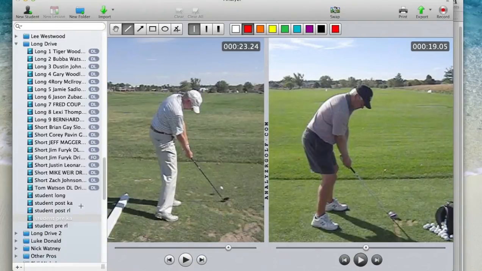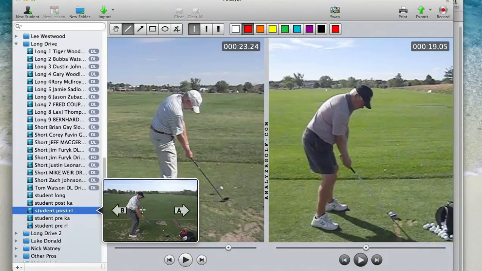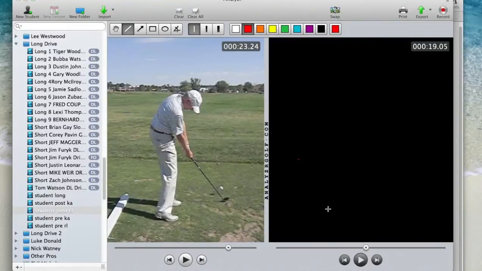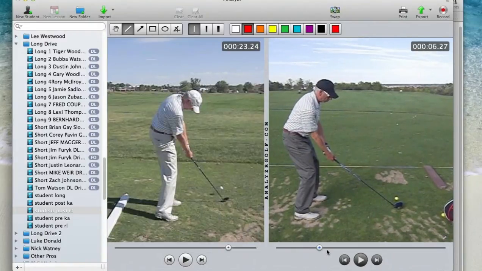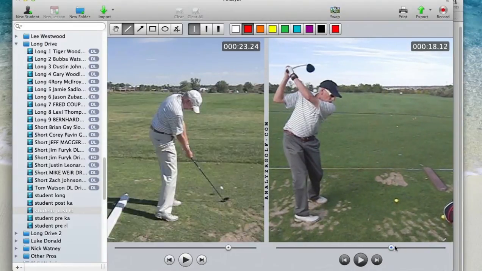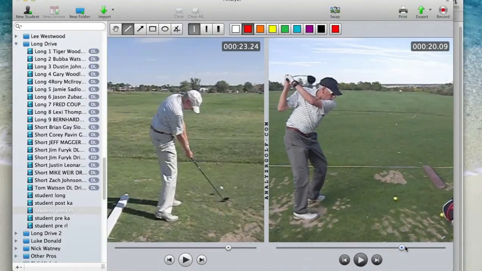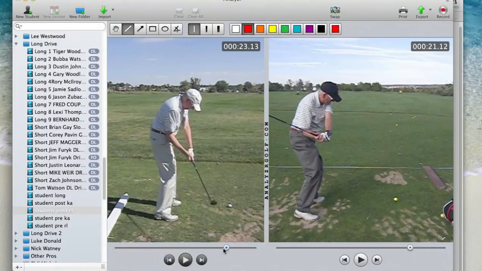I'll leave the gentleman on the left up here, and we'll bring up his after swing. Now, to be fair, this was after about a season of work, so he had been working on this for almost a year. And what you'll see, if you remember, he got to parallel when the hands were about belt level. What you'll see here is he gets to parallel significantly early. So that change for him resulted in about 35, 40 yards on his good hits.